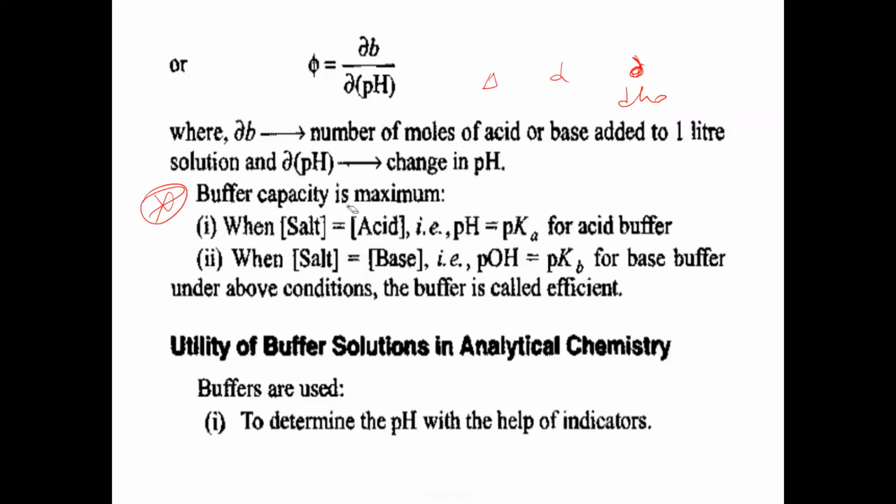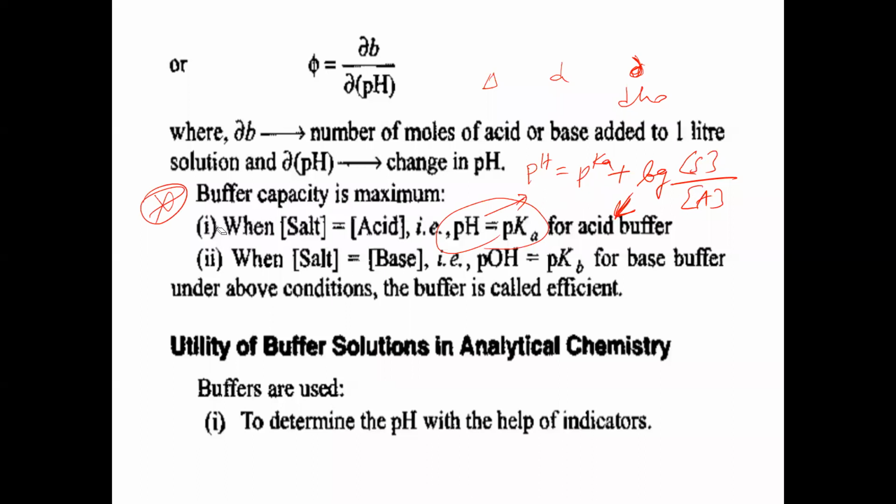So your buffer capacity is maximum when the concentration of salt is equal to the concentration of acid. When the concentration of salt is equal to the concentration of acid, the pH will become pKa for an acidic buffer. The pH formula we have discussed previously: for an acidic buffer, pH is equal to pKa plus log salt concentration by acid concentration.